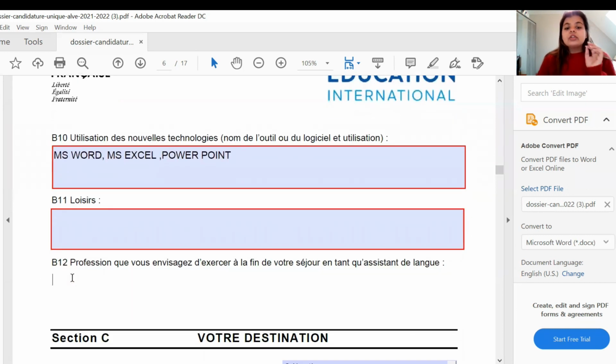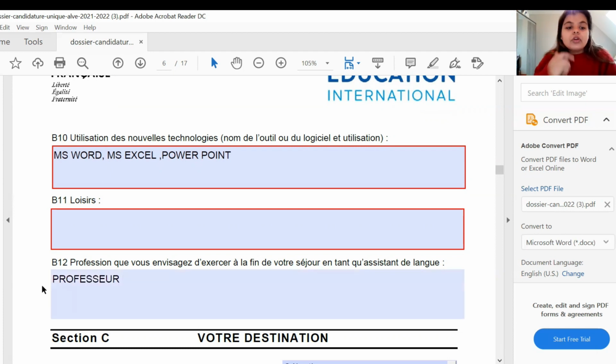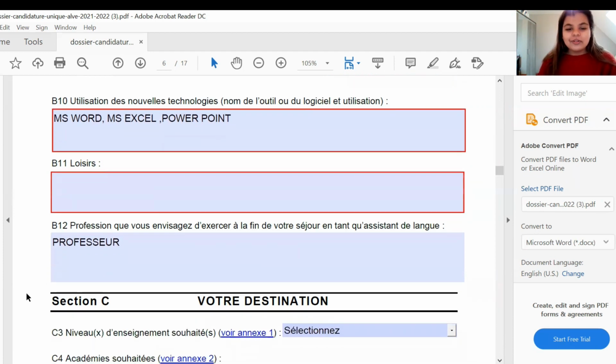Then the profession that you would like to aim for after being a language assistant. Ideally and logically, it should be professor. I want to be a professor, so I wrote professor. But if you are aiming for something else, you can write something else. It's not a hard and fast rule, but I would recommend it.